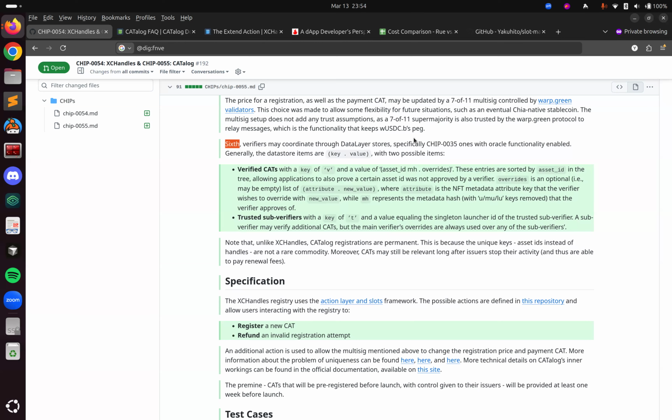So they could set TibetSwap as a sub-verifier, and then Verb.green would have the ultimate say on which cats are verified and the overrides. But then if a cat is not found in their verified cat list, you go to TibetSwap and ask, do you have this cat? And TibetSwap would have the LP tokens curated.